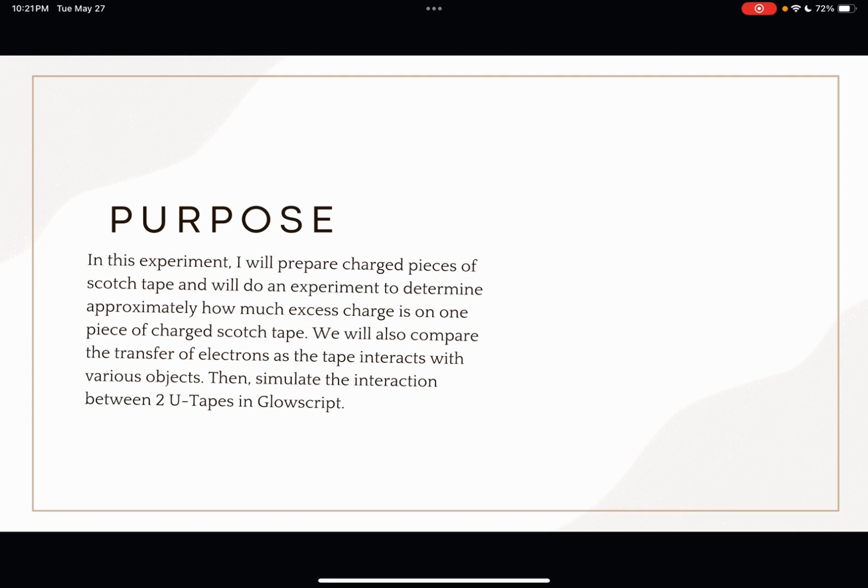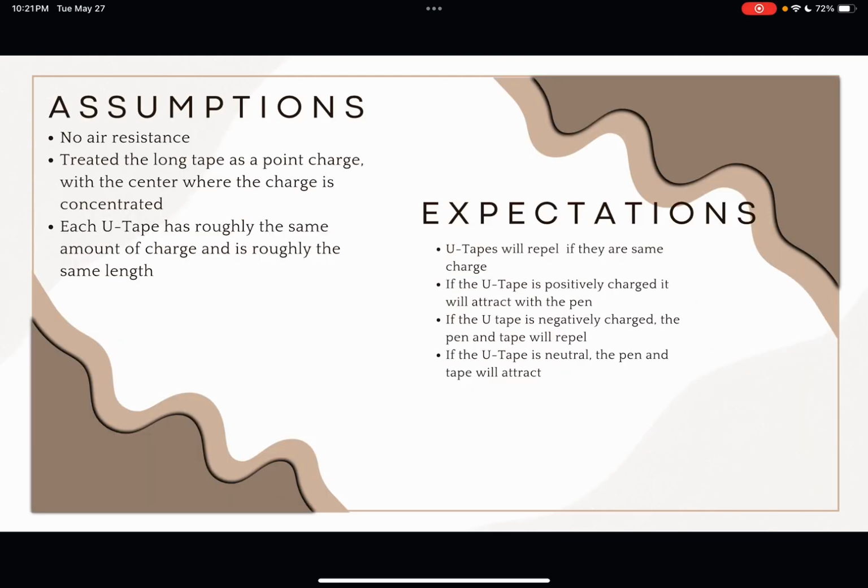Then simulate the interaction between U-tapes and GlowScript. The assumption is that there's no air resistance. The long tape is a point charge in part 1 of the coding, and the center is where the charge is concentrated, and roughly the same amount of charge on each U-tape, and they are roughly the same size.